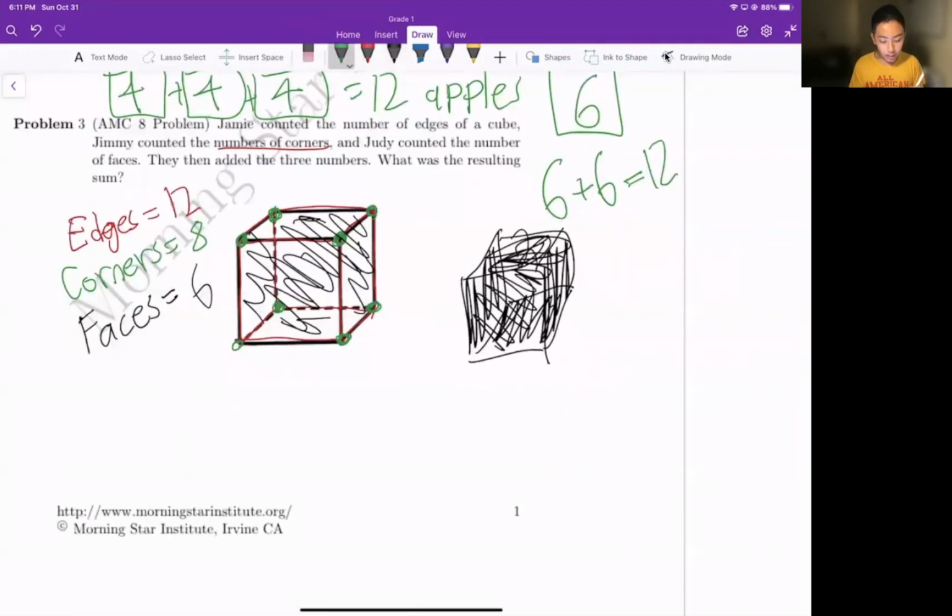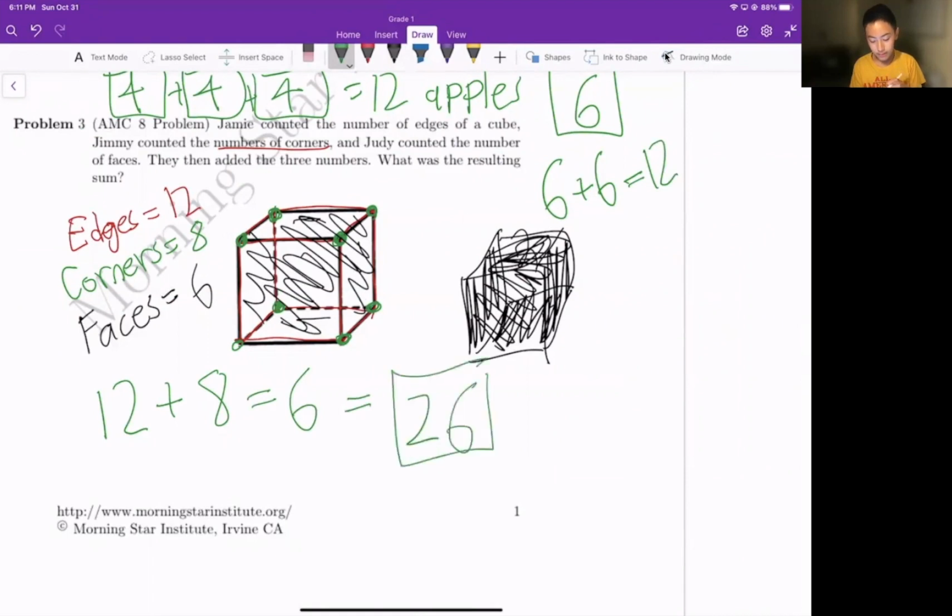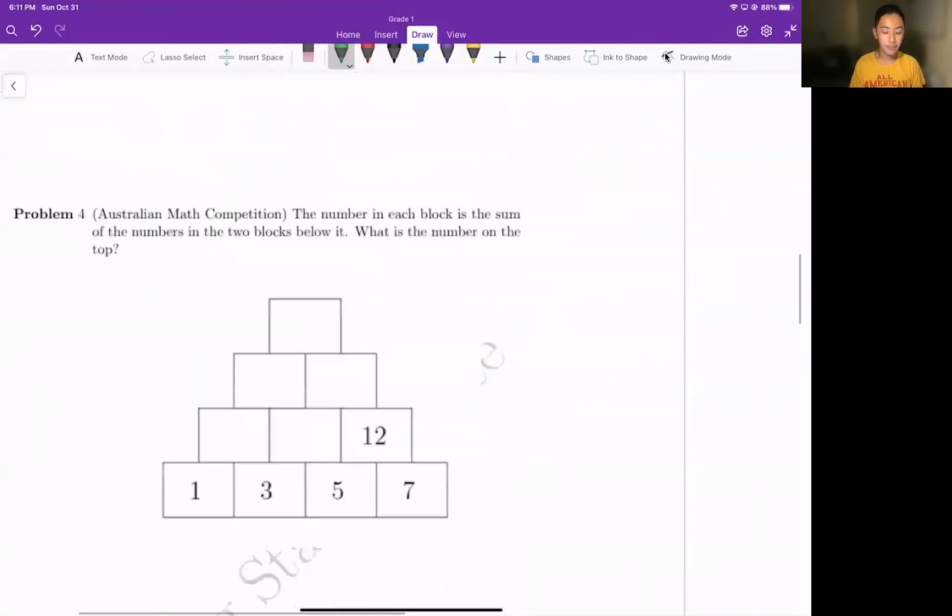So in total, the final equation is 12 plus 8 plus 6, and the resulting sum would be 26. So 26 is your answer.